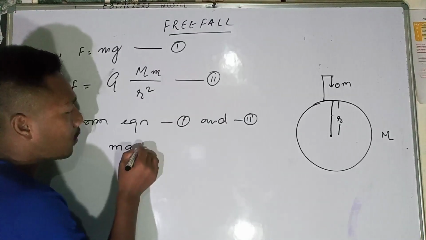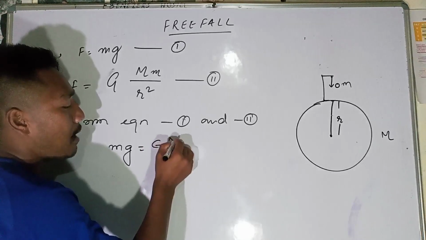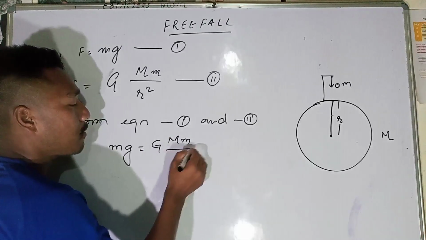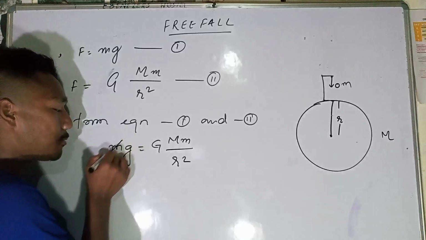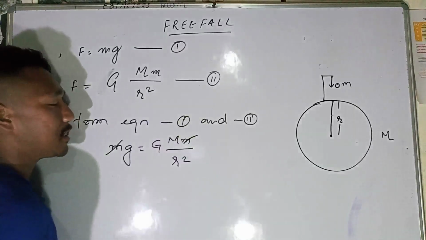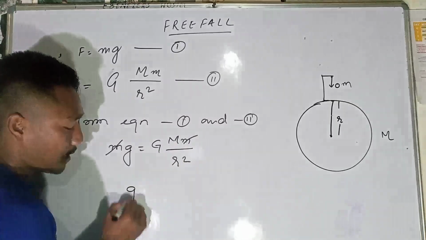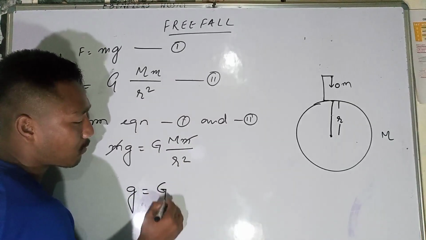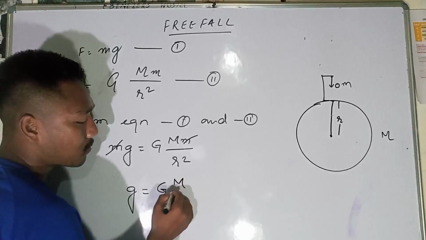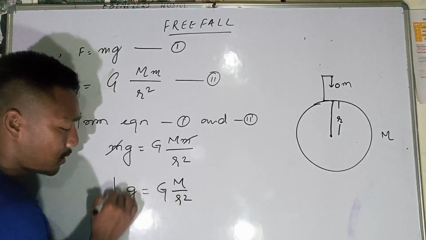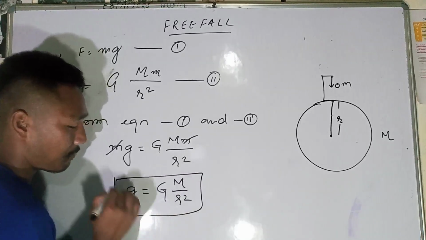mg is equal to what? G times capital M divided by r. And this small m and this small m, which is the mass of an object, are cancelled. So what do you get? The acceleration due to gravity is equal to this. Okay, so this is our g. This is how we find it.